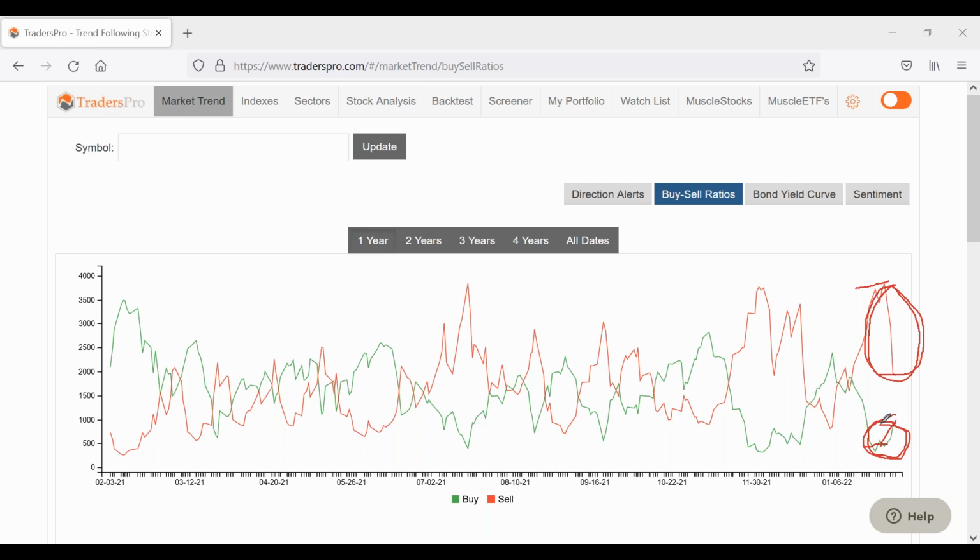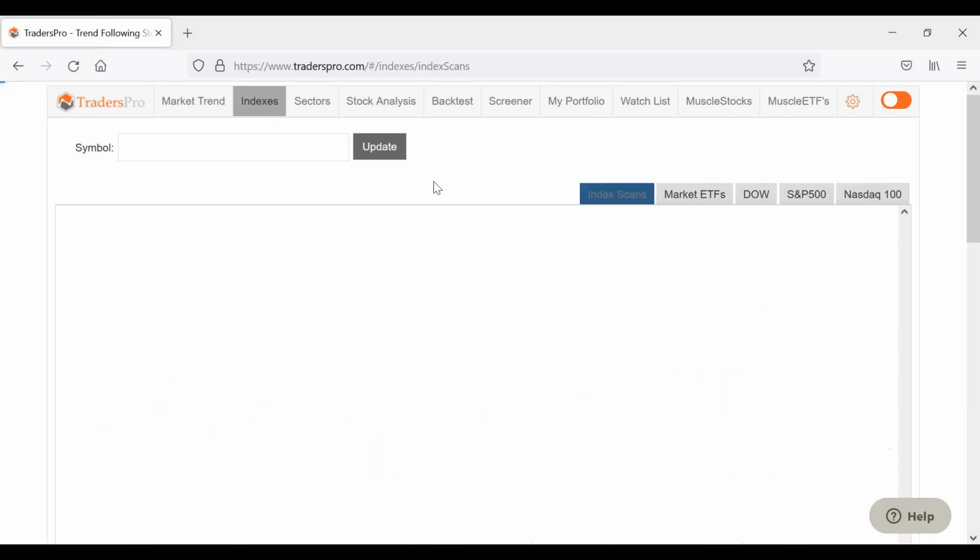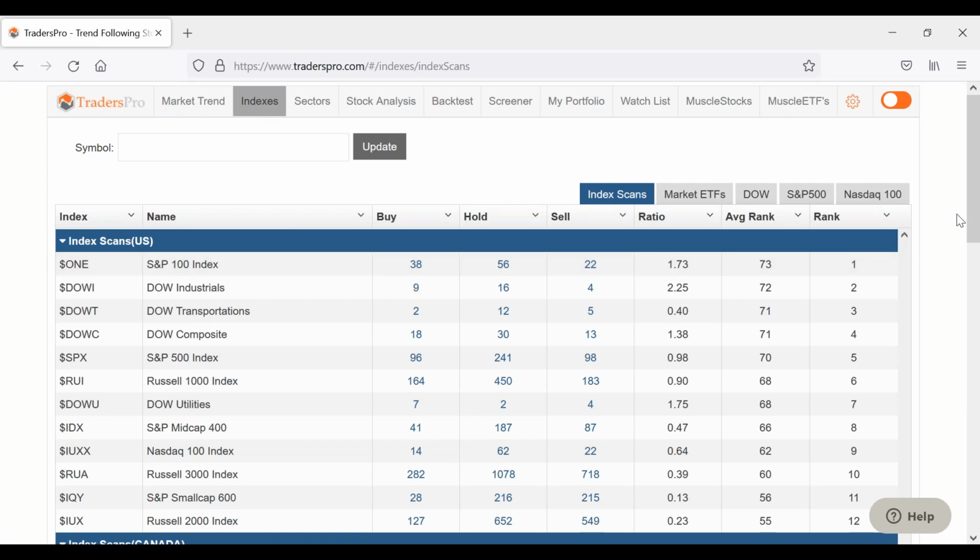Now, I would expect that after a big sell-off. We had a lot of stocks that were in the sell area. We already noticed that last week when we were looking at the index tab right here, and we were looking at the different indexes. Again, look at Russell 3000 right here. You had 718 sells versus 282 buys.